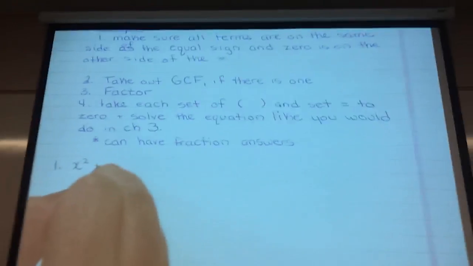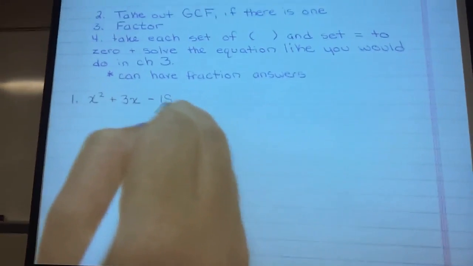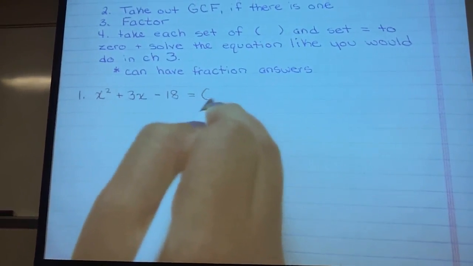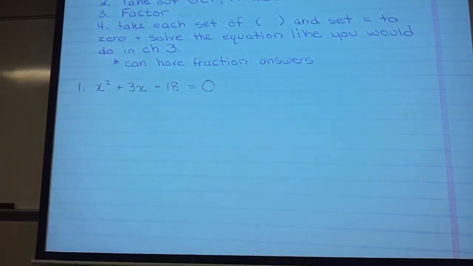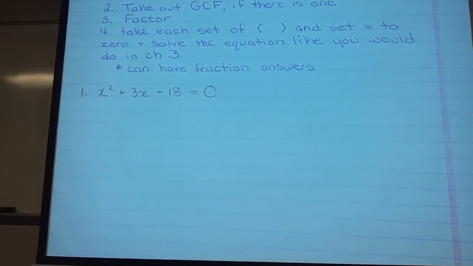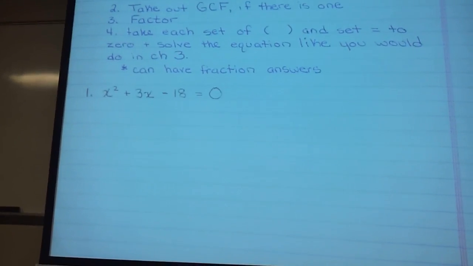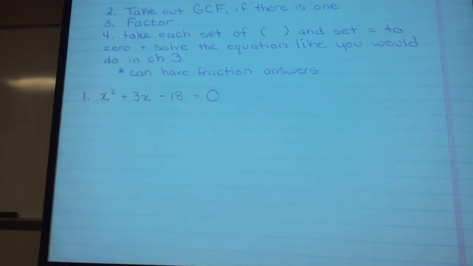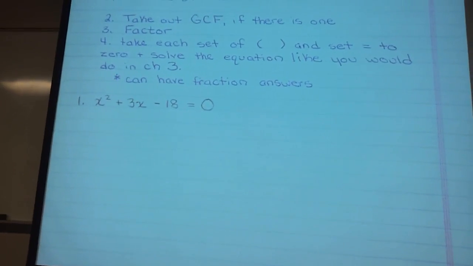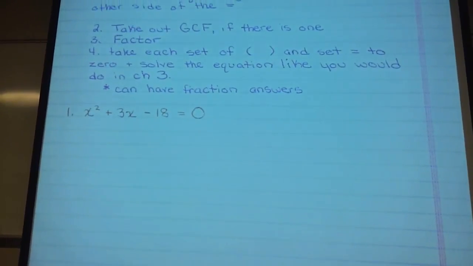x squared plus 3x minus 18 equals 0. Now before, you wanted to move the x's to one side, your numbers to the other. You don't do that with x squared. When it's an x squared, everything needs to be on the same side. Are our 3 terms all on the left side? Yes. And it's set equal to 0. So step 1's done. We don't even have to do it.